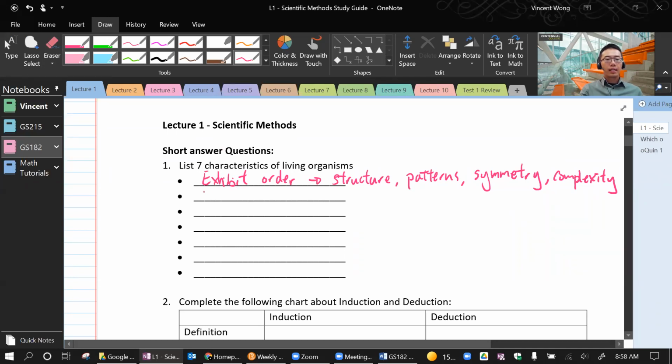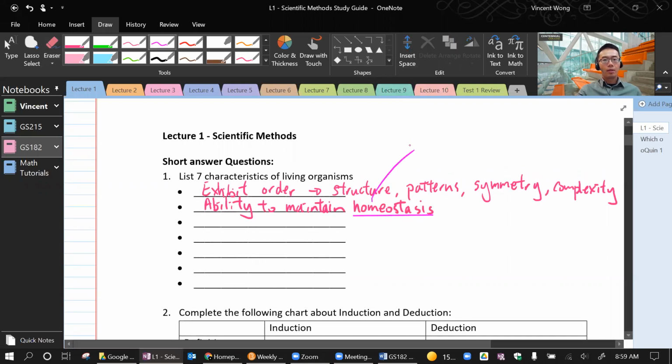Another one that I could think of is the ability to maintain homeostasis. Can anybody tell me what the word homeostasis means? Anybody? You can unmute if you feel comfortable, or you can type it in the chat box. What is homeostasis? Anybody know what homeostasis means? That's okay.